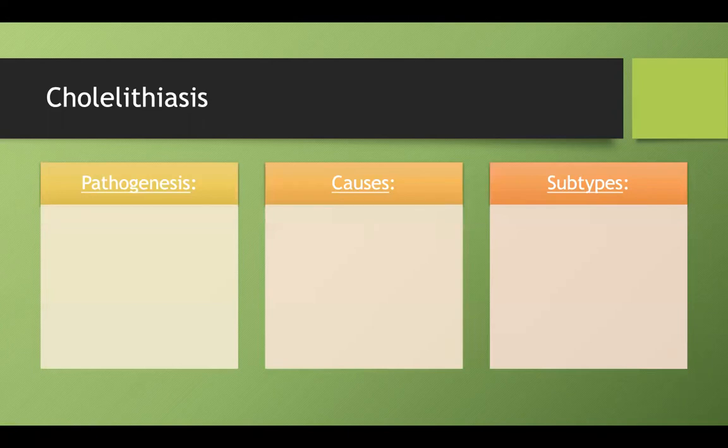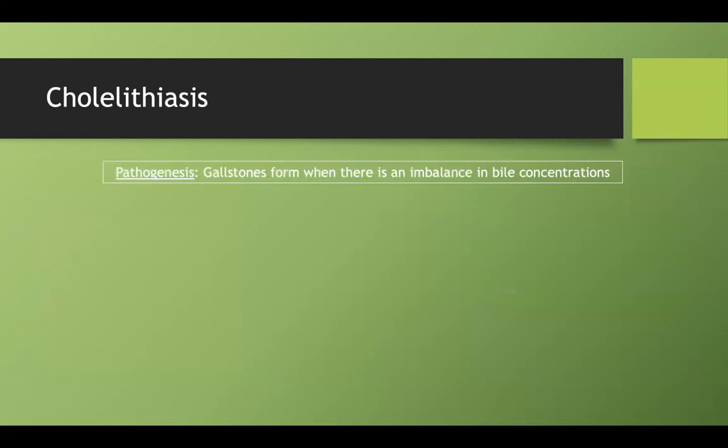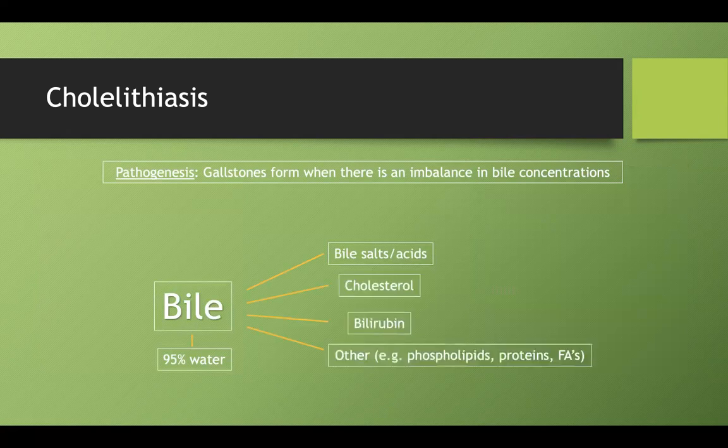Before we talk about each of the conditions of gallstones, as far as the complications that can arise, let's go over what exactly a gallstone is. So gallstones are going to form when there's an imbalance in bile concentration. Remember from before, we talked about bile being 95% water. It also has bile salts and acids, cholesterol, bilirubin, and other compounds.